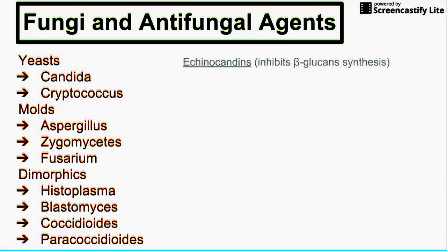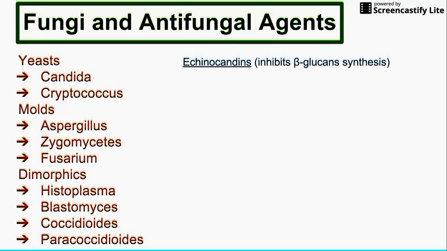Then we have dimorphics. Dimorphics can switch between being a yeast and a mold. Usually at body temperatures, 37 degrees or so, they are yeasts. But at room temperature, maybe 20, 25 degrees, they are molds. There are four that are important to remember: histoplasma, blastomyces, coccidioides, and paracoccidioides.